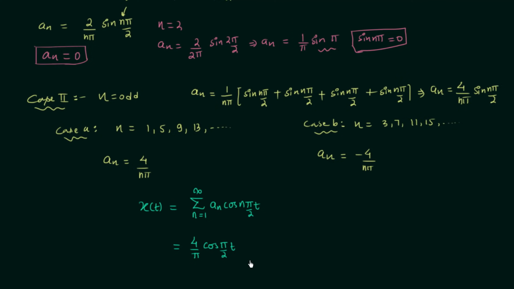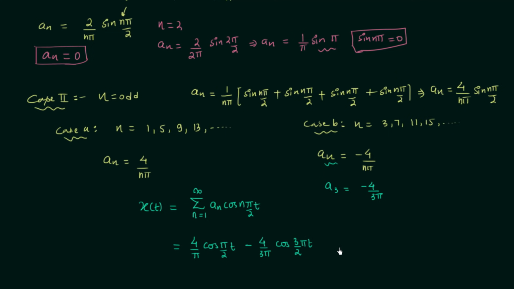After this we will find out the value when n is equal to 2. When n is equal to 2, we have already seen an is equal to 0 because n is even. So 0 multiplied to cos pi t will be equal to 0. So we will only focus on the odd values from now. So when n is equal to 3, you can see an is equal to minus 4 by n pi. And as n is equal to 3, it is good to call a3, and it is equal to minus 4 by 3 pi. So here we have minus 4 by 3 pi, and cos n pi by 2t will be cos 3 by 2 pi t.